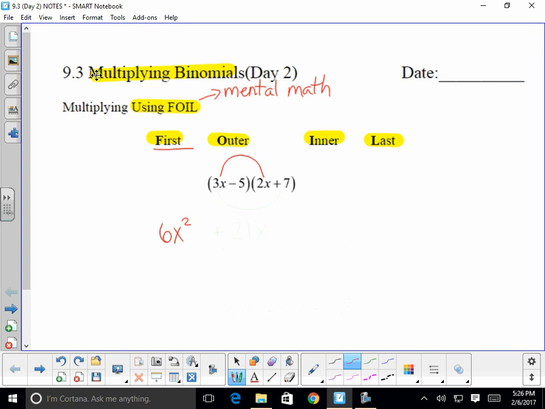Now, outer means the outer terms. If you look at them, you have 4 terms there. There are 2 terms on the outside, 3x and positive 7, and we're multiplying those two. So 3x times 7 is positive 21x.